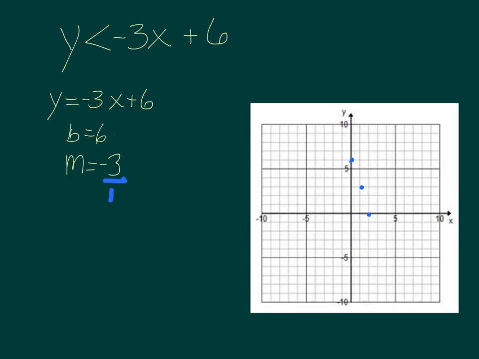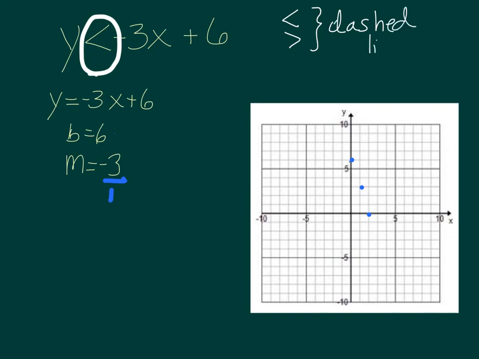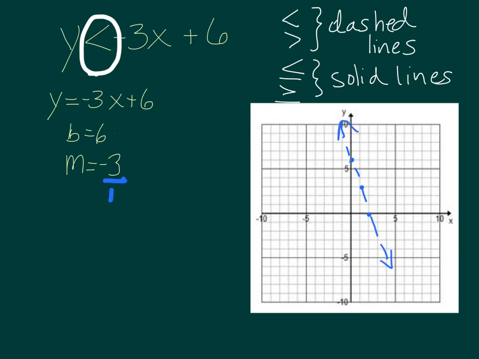Okay, now, here's the key. You see this sign? Okay, this was a less than, just a less than. So if you see this or this, these are dashed lines. So less than or greater than, dashed lines. If you see less than or equal to, greater than or equal to, these are solid lines. So what's that going to look like on our graph here? Well, this is a dashed line, so I'm going to dash, dash, dash, dash, dash, dash. Okay. That's the first part. So you have to dash them.